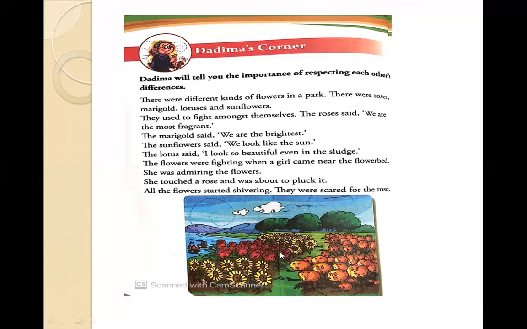Who said these words? The marigold said. Then the sunflower said, "We look like the sun." Okay, you all have some special quality. You see my quality? I'm just like the sun. Means when you see me, I'm just like the sun.